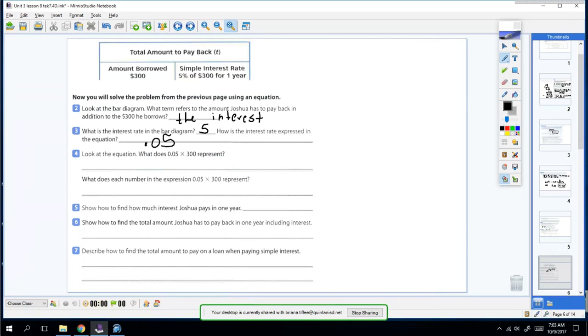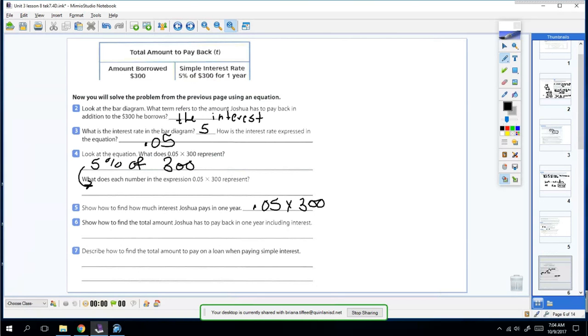This is very important for you to do because that would give you your decimal places. So look at the equation. What does 0.05 times 300 represent? This represents 5% of 300. Basically, it's saying you have to take 5% of $300 to figure out how much it is. So show how to find how much interest Joshua pays in 1 year. Again, same idea. 0.05 times 300.